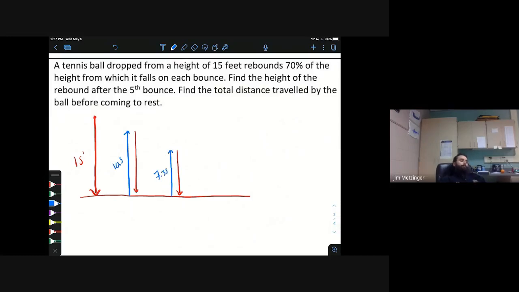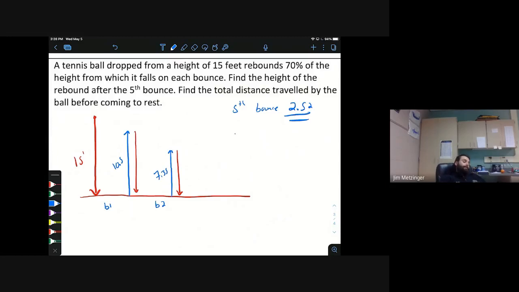All right. So starting with, find the height of the rebound after the 5th bounce. That was after bounce 1, bounce 2. Continue that on and tell me what the rebound height is after the 5th bounce. 2.52. All right. Find the total distance traveled.